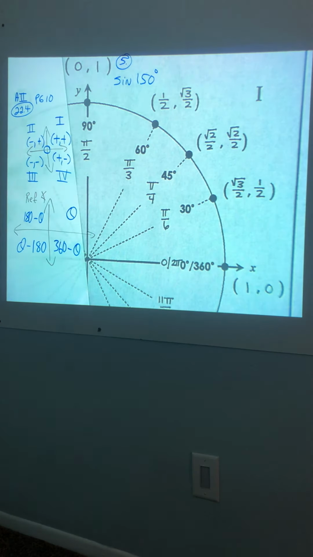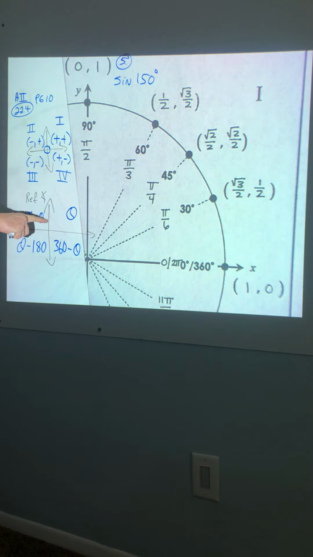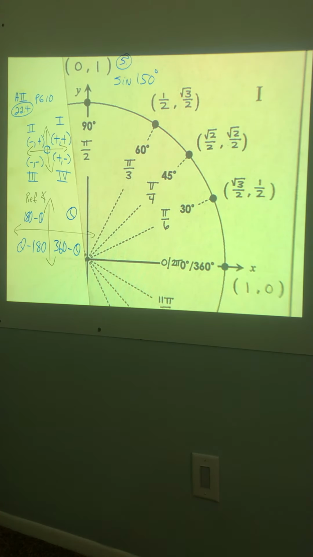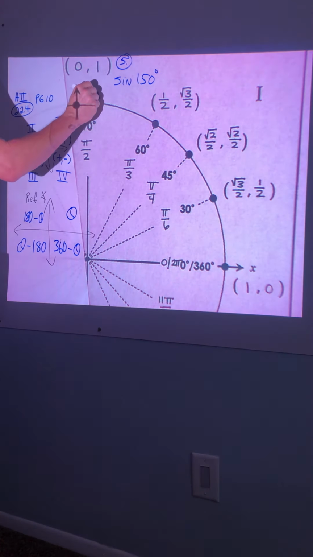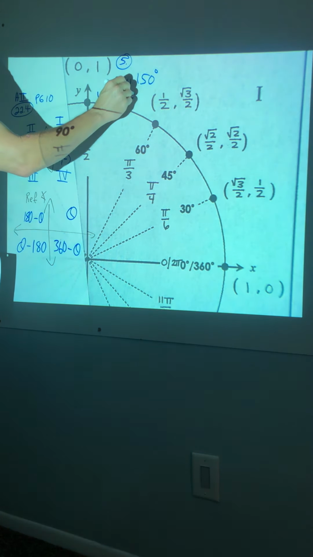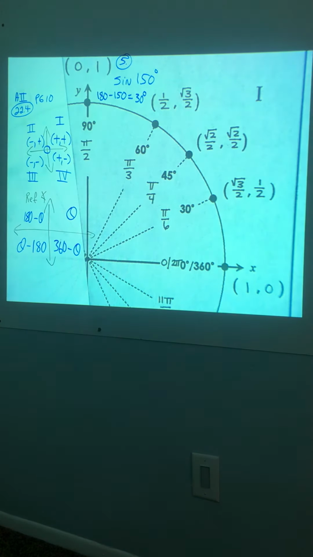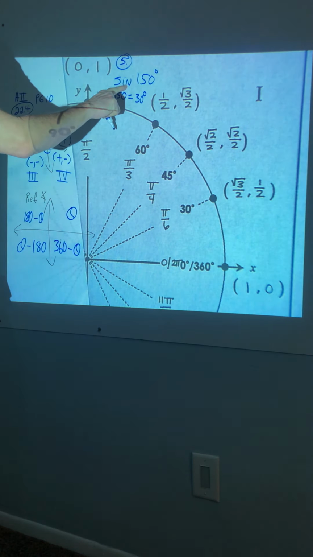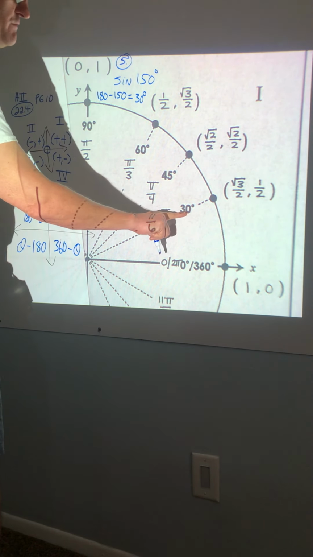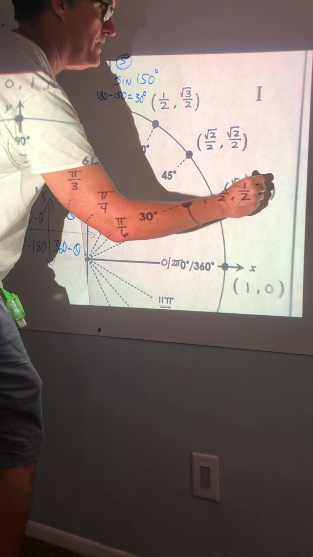All right, so look, 150 degrees falls in quadrant 2, because this is 90, this is 180, so 150 falls in here. So the first thing you're going to do is go 180 minus 150, and you're going to refer back to the 30-degree angle. Okay, so we're going to go back to the 30-degree angle, and you're going to look at the sine value of 30 degrees. So the sine of 30 degrees, come over to 30. This is cosine of theta, this is sine. All right, it's going to be 1/2.